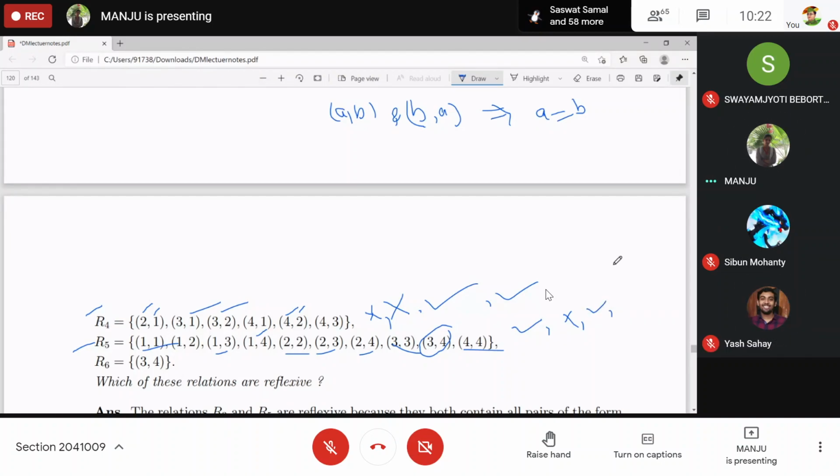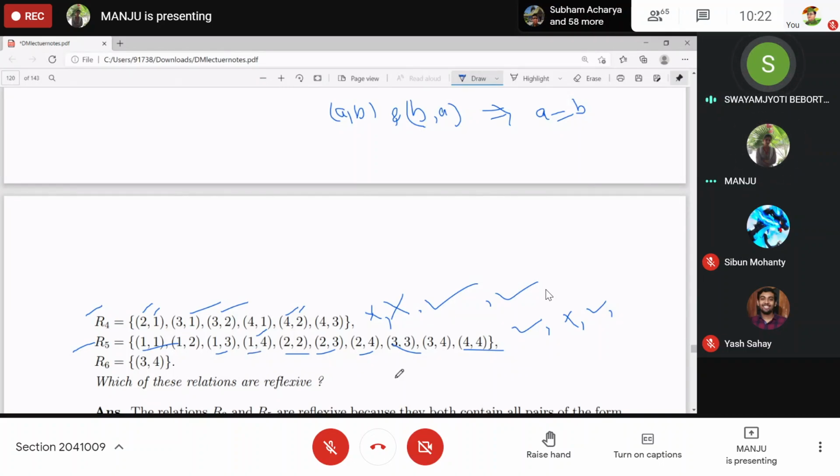Ma'am, in the transitive, we took (1,3) and... Sorry, just a minute. I will again think and ask. I think you wanted to ask: (1,3) and (3,3) is there, then (1,3) is again present, or (1,3) and (3,4) is present. So from here it will come as (1,4). That is also present.